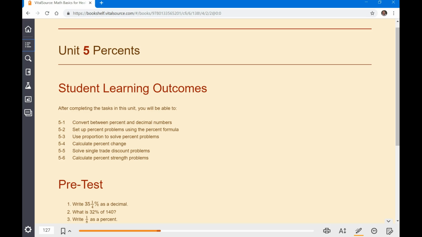The outcomes for this chapter are going to be converting percent and decimal numbers, setting up percent problems using the percent formula, and using proportion to solve percent problems. That's going to be a big deal because we've been using proportion already. Calculate percent change, solve single trade discount problems, and calculate percent strength problems. And number 6, 5.6 will be very useful for people who are doing chemistry as well.